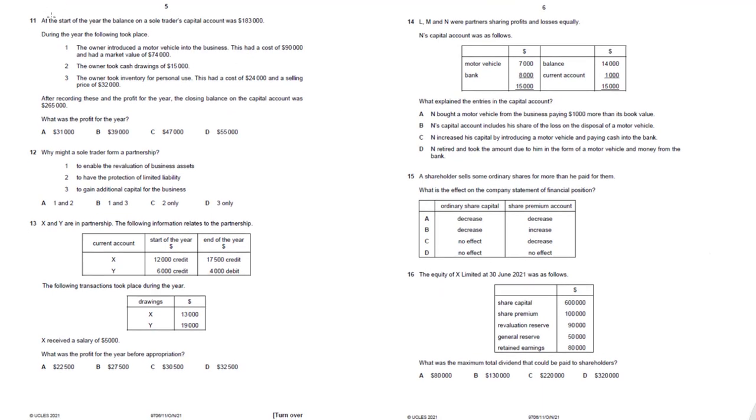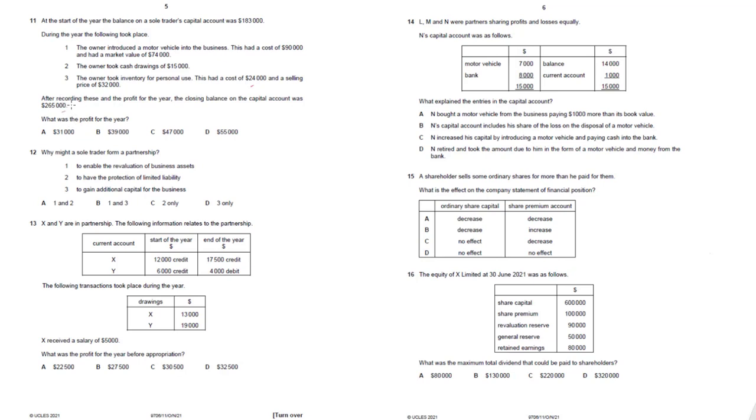Question number 11. At the start of the year, the balance on a sole trader's capital account was 183,000. During the year, the following took place. Owner introduced a motor vehicle into the business. This had a cost of 90,000 and had a market value of 74,000. Cash drawings were 15,000. Owner took inventory for personal use. This had a cost of 24,000 and selling price 30,000. After recording these and the profit for the year, the closing balance on the capital account was 265,000. What was the profit for the year?